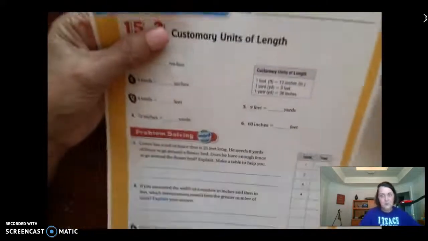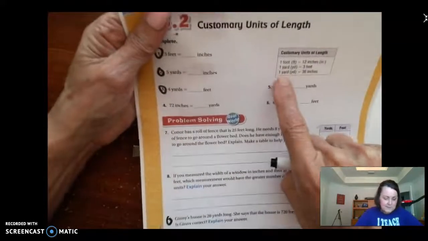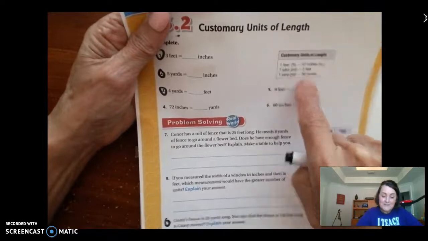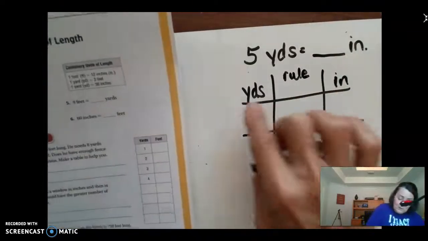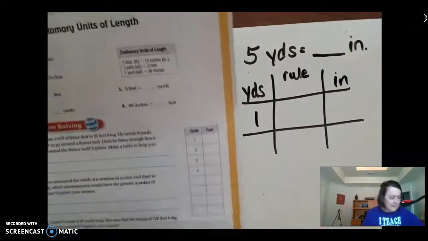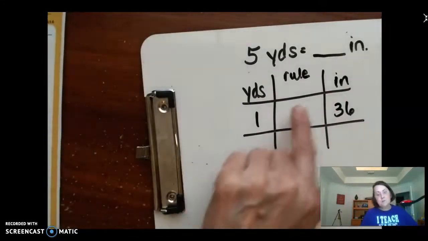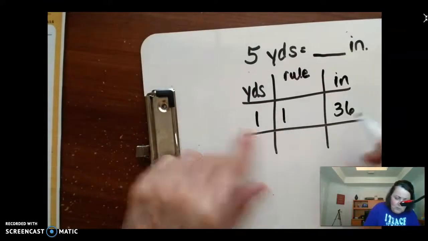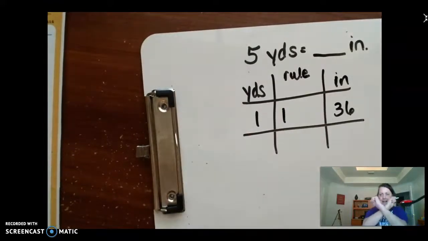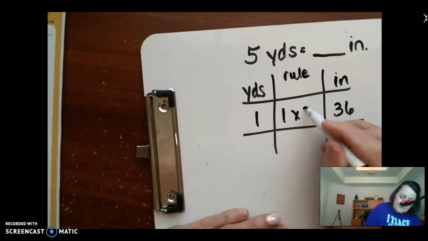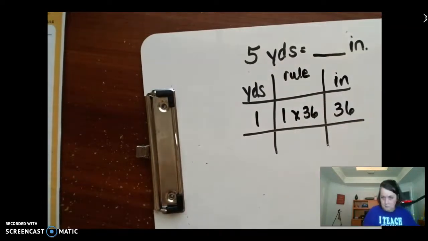So let's go back over here and look again. Yards to inches, 1 yard, 36 inches. So the 1 goes under the column yards, and the 36 goes in the inches. Now, what is the rule, boys and girls? What do we have to do to 1 to get 36? Multiply. 1 times 36 equals 36.